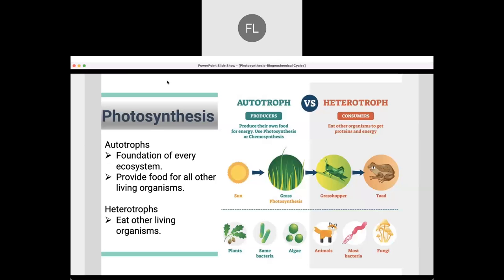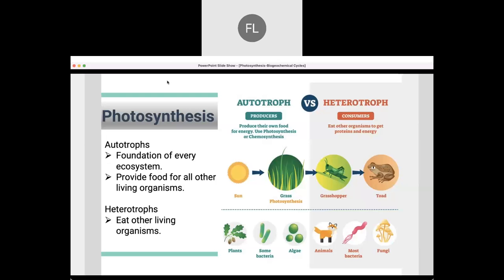So, like I mentioned, autotrophs are the producers of all of our ecosystems. That is how we originally get energy in the form of food molecules. Now, heterotrophs are those organisms that need to consume other organisms to get energy in the form of food, glucose, protein, fat, things like that.